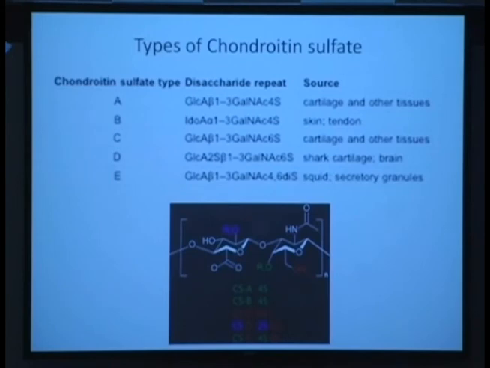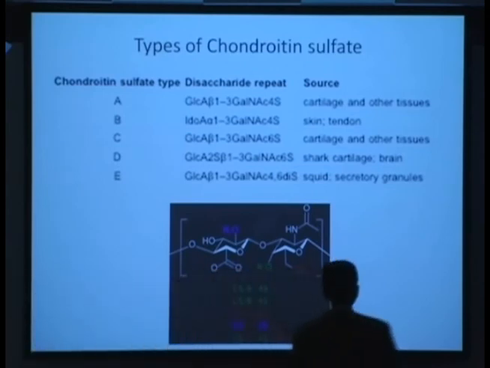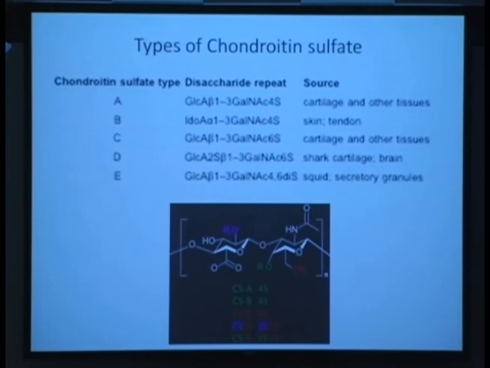And so chondroitin sulfate D has both 2-O-sulfation of either glucuronic acid or iduronic acid, and 6-sulfation of galactosamine. Chondroitin sulfate E has a 4,6-disulfated disaccharide. And these molecules are again expressed in cartilage tissue cells and also in brain, and they're found in secretory granules.